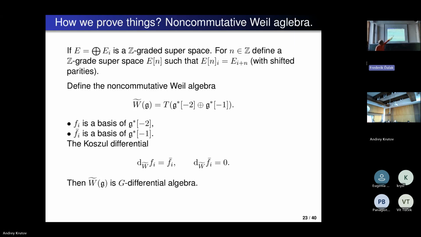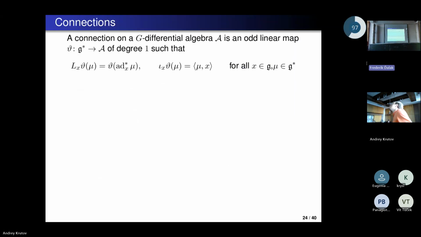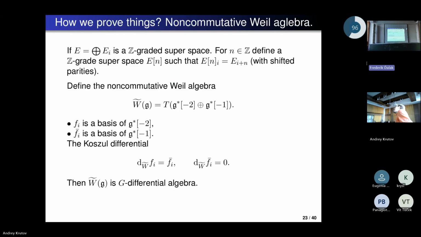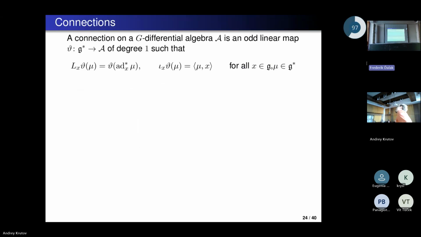So of course it will be a module over G, so it will give you Lie derivatives and contractions, defined as contractions. So, how it's connected to the previous business and why it could be a useful tool: we can speak about connections in differential algebras.